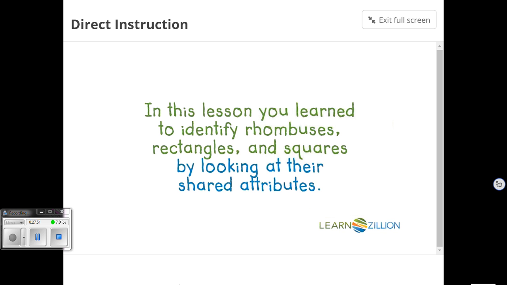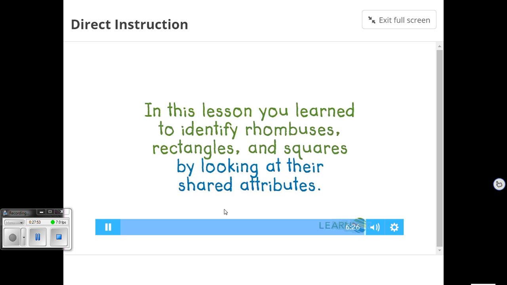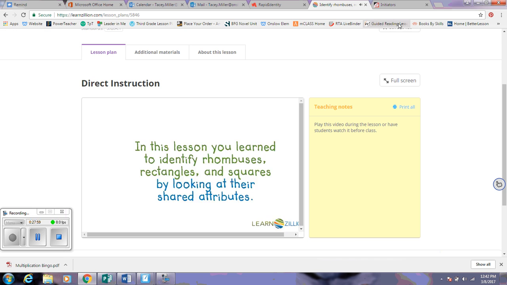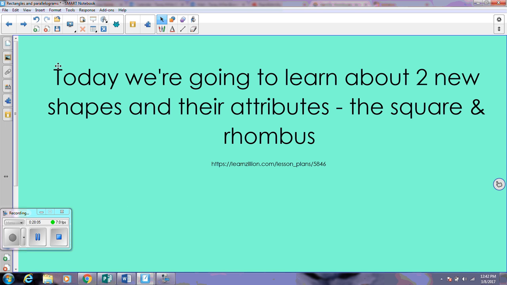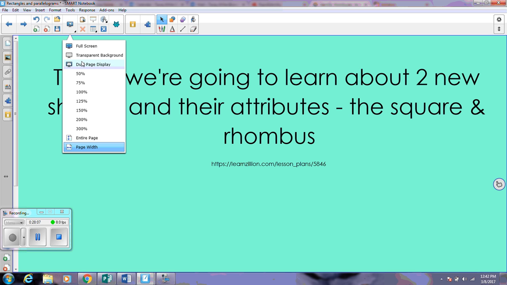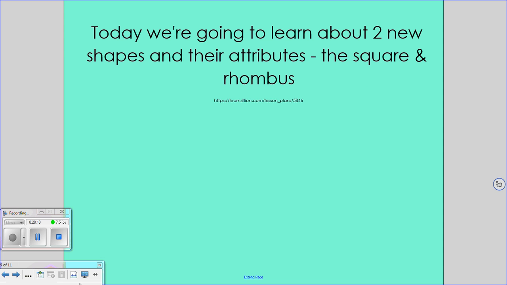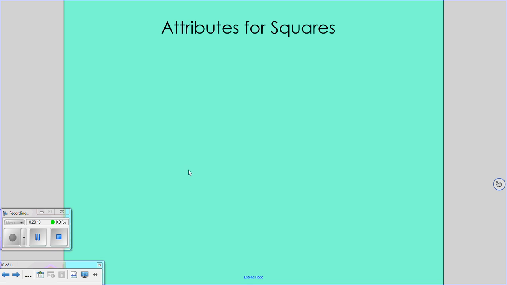In this lesson, you learned to identify rhombuses, rectangles, and squares by looking at their shared attributes. All right. Let's go back to our chart. All right, so attributes for squares. Let's start there. Let's start with something obvious that we know. As I'm filling it in here, make sure you're filling it in under your square section in your chart.